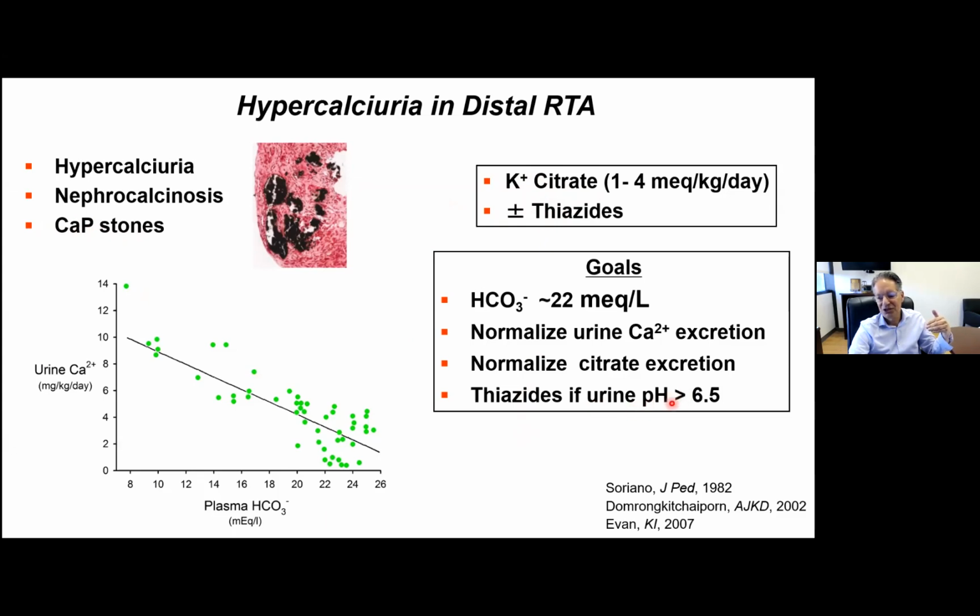So the approach is to give the K citrate. If the urine pH starts going above 6.5, then you try to give thiazides, and you don't go any higher in the K citrate. Try to get rid of the hypercalciuria with thiazides if you can. And the thiazides might also help, because remember the thiazides cause a metabolic alkalosis, so they might help with the pH, but the thiazides may decrease your potassium in your blood, so it's sort of a plus minus.